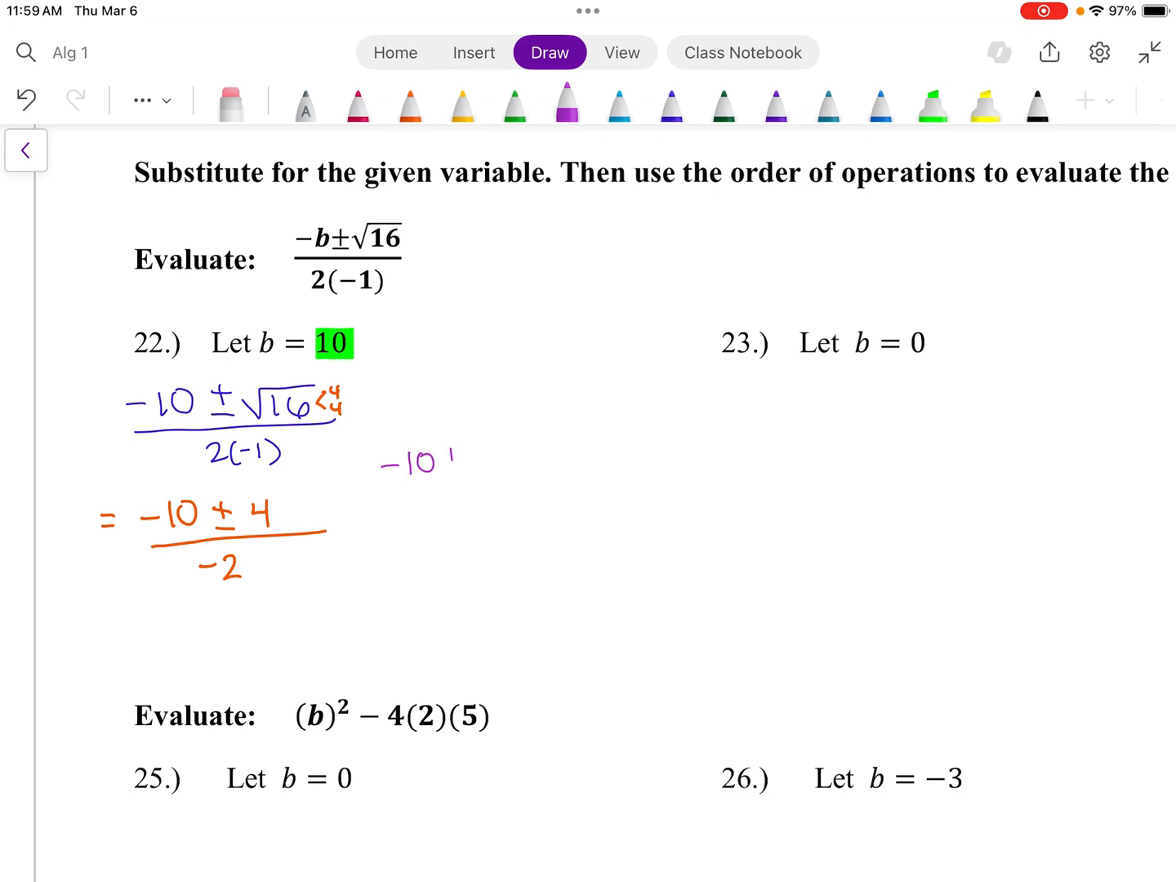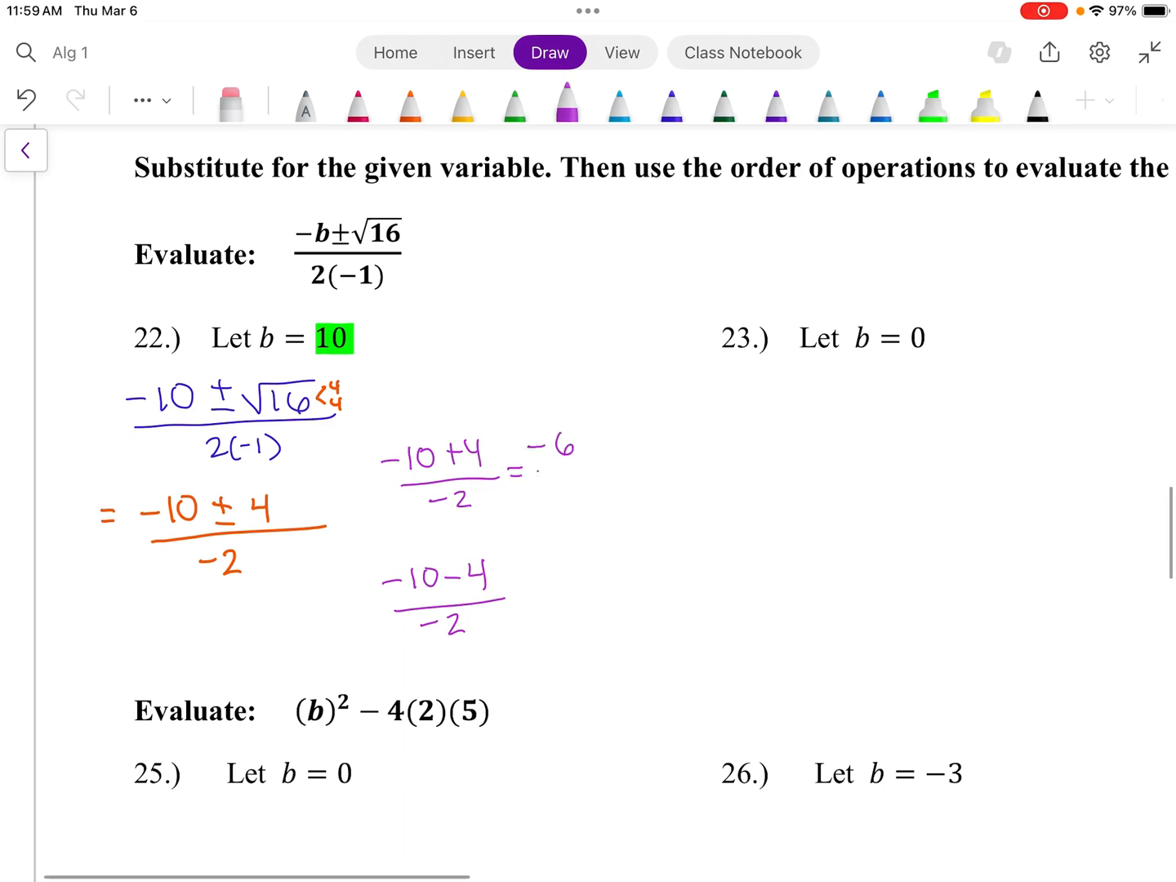We could do negative 10 plus 4 divided by negative 2, or we could do negative 10 minus 4 divided by negative 2. Negative 10 plus 4 would leave us with negative 6 divided by negative 2, which means positive 3 is our first answer. And then negative 10 minus 4 is negative 14, divided by negative 2 leaves us with a positive 7. So 3 and 7 are our answers.